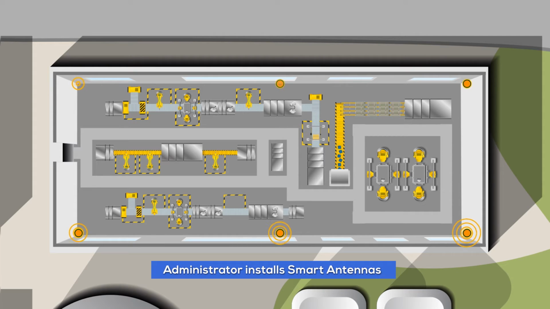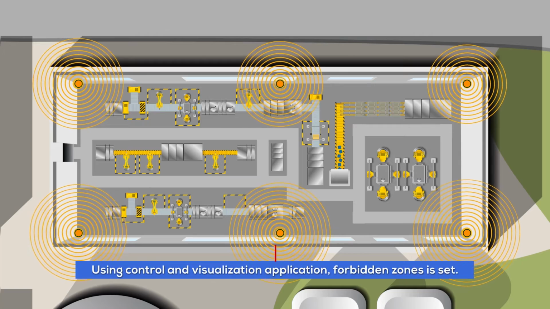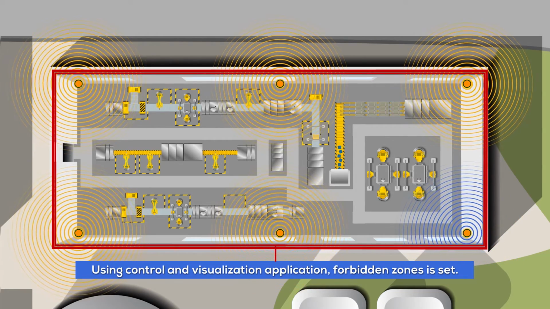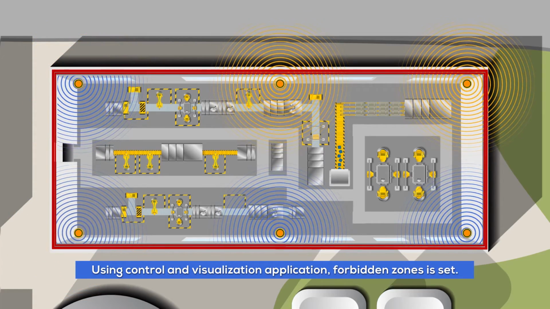Smart antennas can be installed in strategic points of a restricted site. Using GUT's control and visualization application, forbidden zones can be configured, and if suspicious nodes are localized, an alarm will set off.